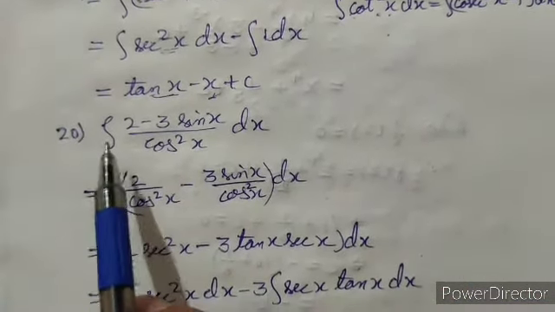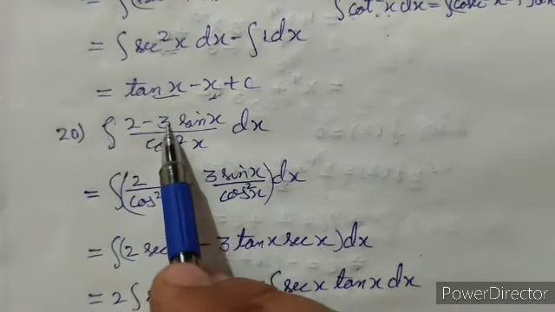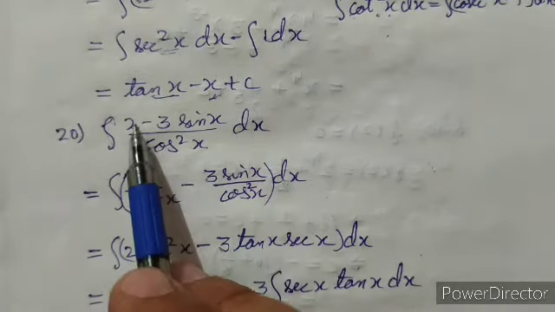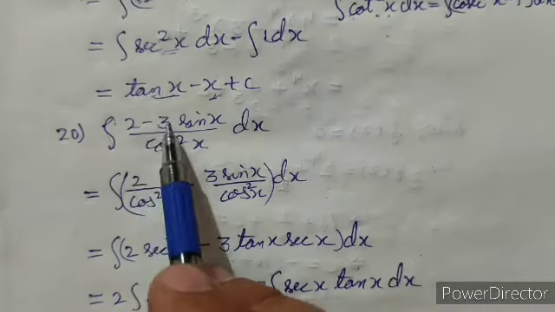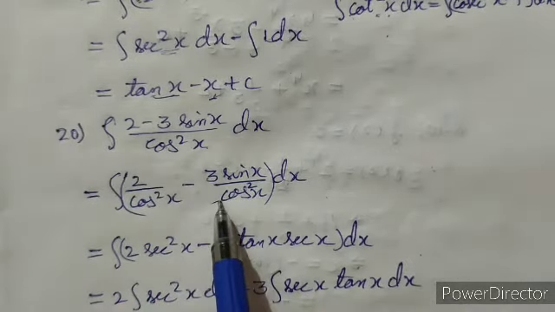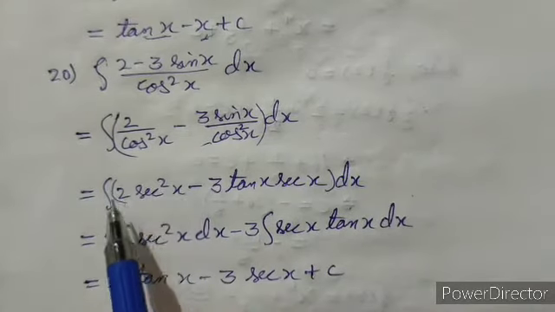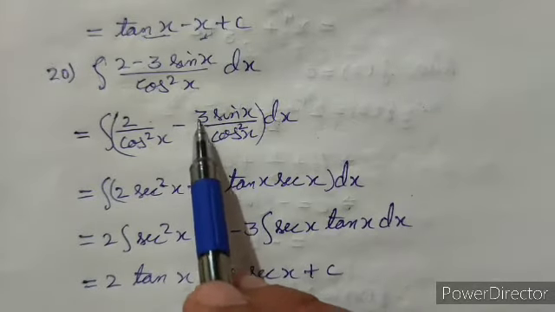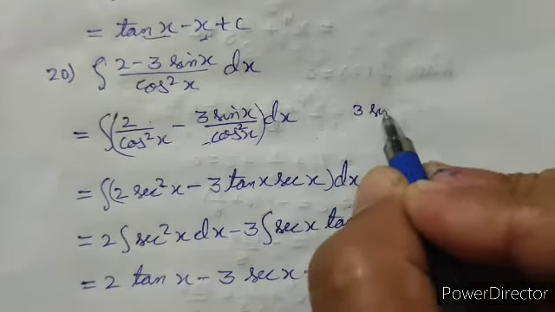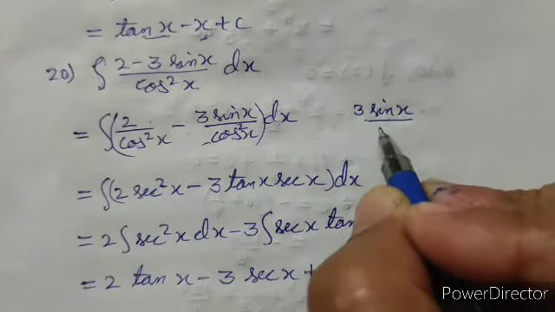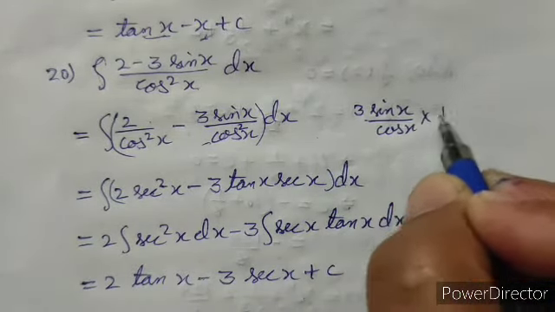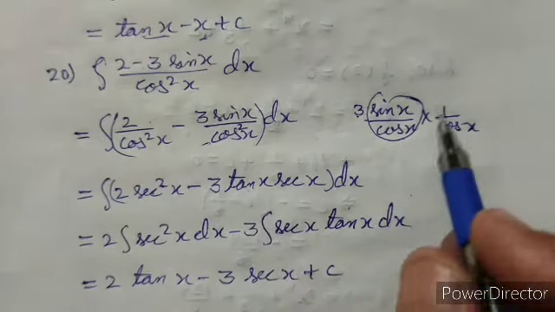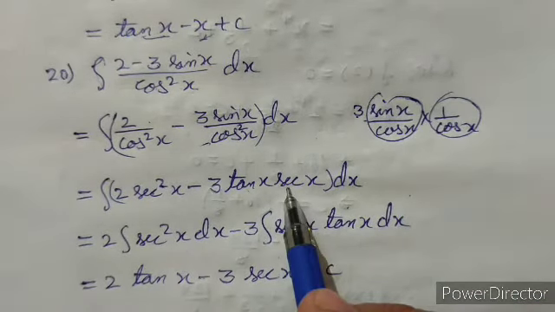And question number 20, integral of 2 minus 3 sin x upon cos square x dx can be done by dividing 2 and 3 sin x separately by cos square x. Now 2 upon cos square x will be 2 into sec square x, as sec is reciprocal of cos. Now 3 sin x upon cos square x can be written as 3 sin x upon cos x into 1 upon cos x. Now 3 into sin x upon cos x will be equal to tan x, and 1 upon cos x will be equal to sec x.